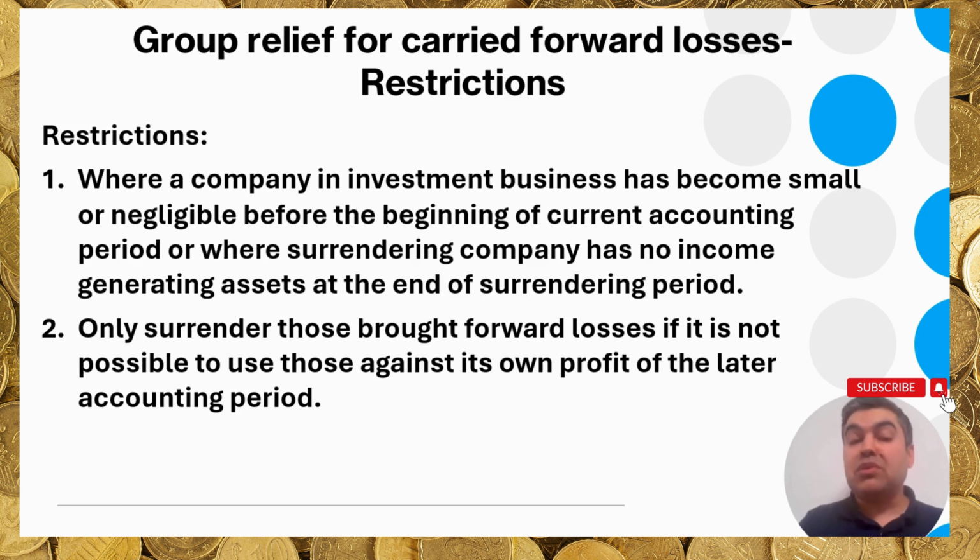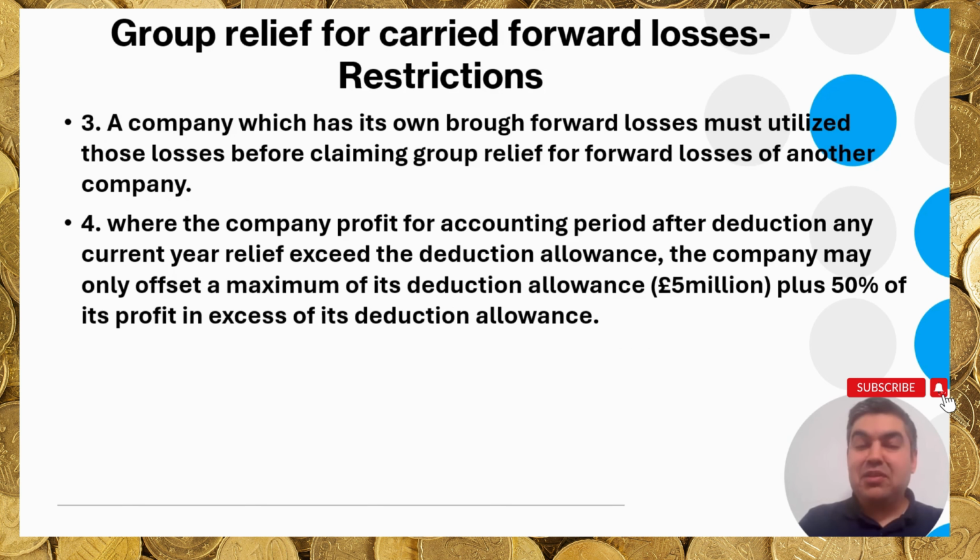Number two, only surrender those brought forward losses if it is not possible to use them against its own profit of later accounting periods. It means if it's possible to use them against its own accounting period, make sure you don't make any group relief claim. Number three, a company which has its own brought forward losses must utilize those losses before claiming group relief for the brought forward losses of another company. So that is something to remember.